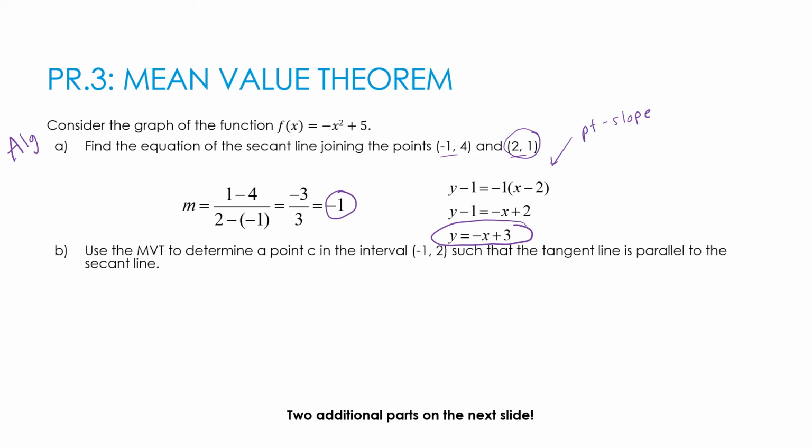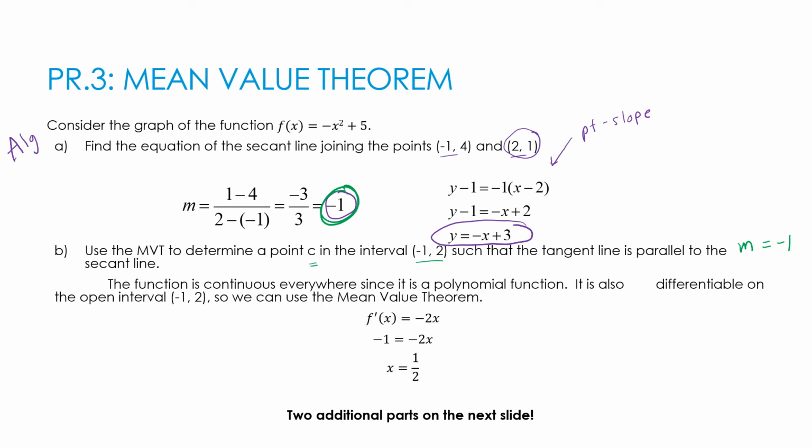Part B says use the mean value theorem to determine a point C in the interval, negative 1, 2, such that the tangent line is parallel to the secant line. So before we get crazy, let's determine what they're asking. We have already determined that the slope of the secant line is negative 1. So what they're saying here is find some point C between negative 1 and 2 that has a tangent line slope of negative 1.